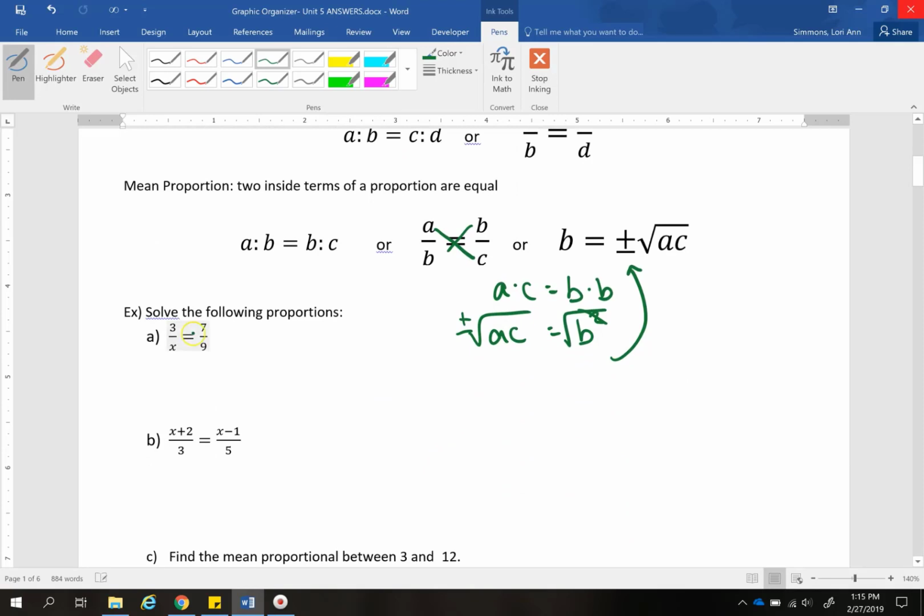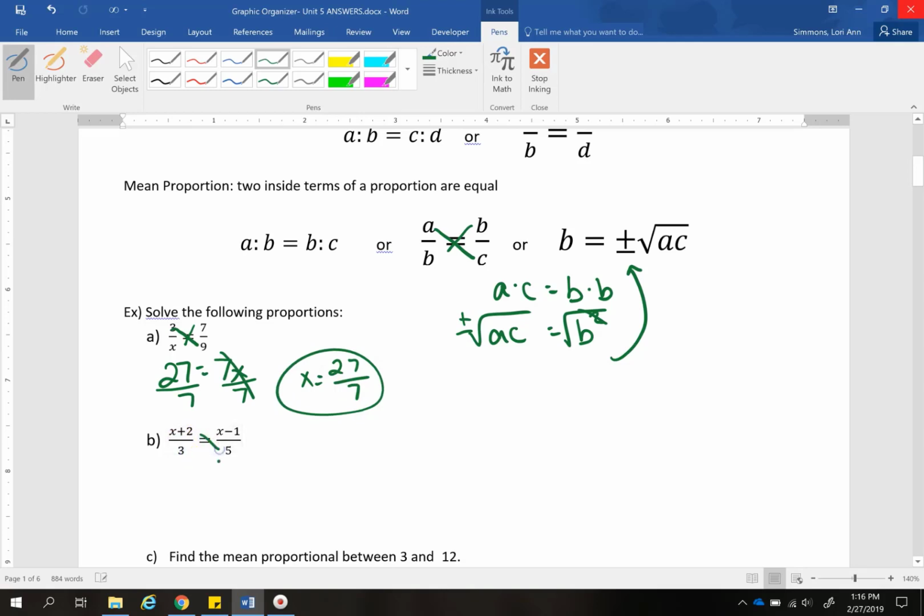So what I like to do is cross multiply. 3 times 9, that is 27. Put your equal sign, and then multiply those: 7 times x. Solve for x. So x is equal to 27 over 7.